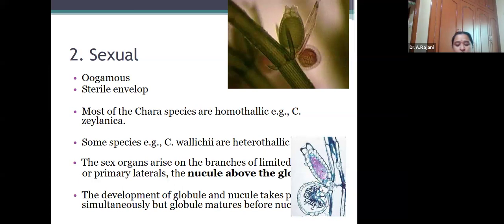The globule is a very small spherical body, conspicuously red or yellow in color, attached to the node by a long stalk cell. The nucleus is oval in shape and situated above the globule at the node part.